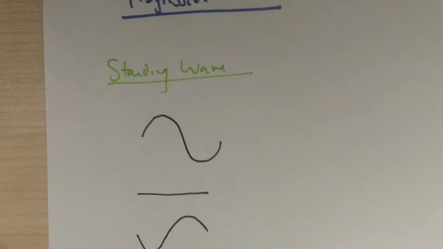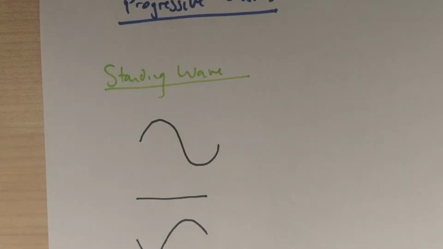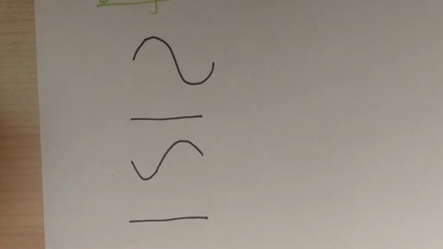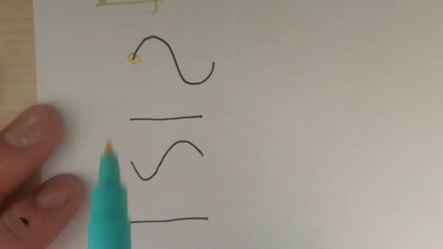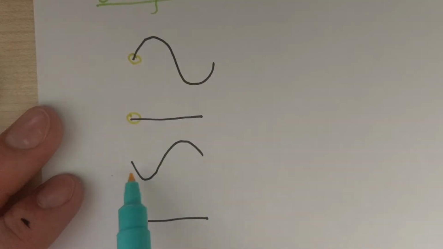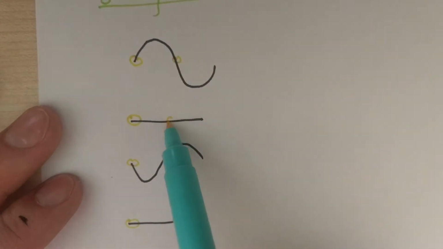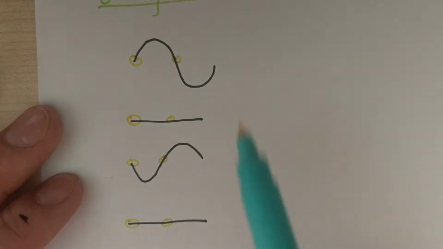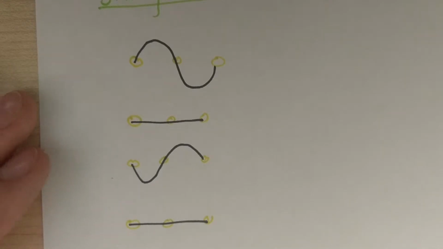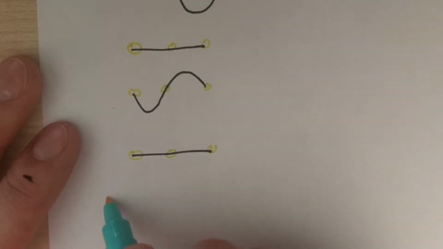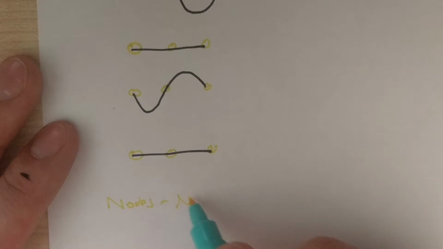A standing wave is characterized by having nodes and antinodes. So if you look at these four examples here, again, each one we've progressed by a quarter of a cycle. At this first point here, we've got zero amplitude, zero amplitude, zero amplitude, zero amplitude. In the centre, again we've got the same thing, and on the right hand side, we've got the same thing. So those yellow points there always have no amplitude. These are called our nodes, so they are points of no amplitude.